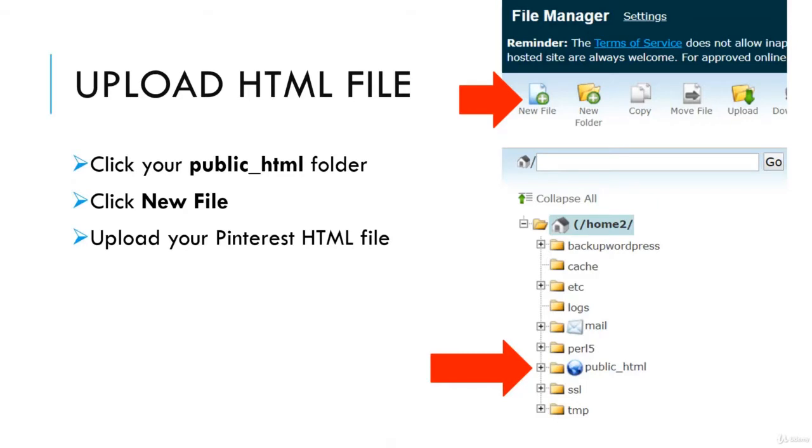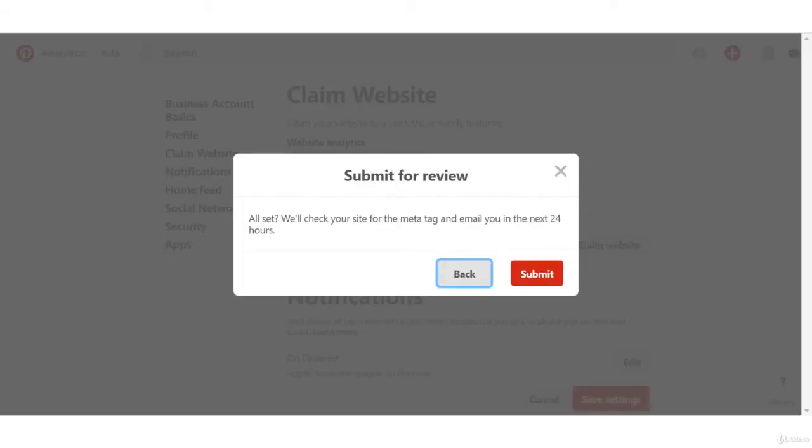Now we're in our File Manager where we will find that root folder, which in our case is called public_HTML. So we'll just click that new file button, and then upload this Pinterest HTML file. Now that we've saved that, we come back to Pinterest and click Submit to claim our website.